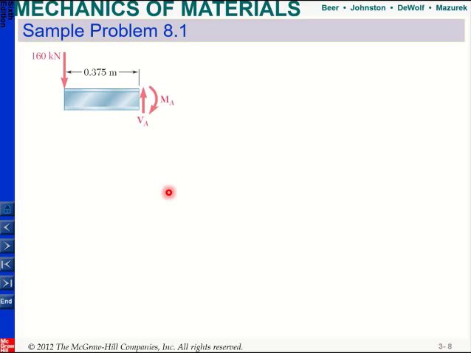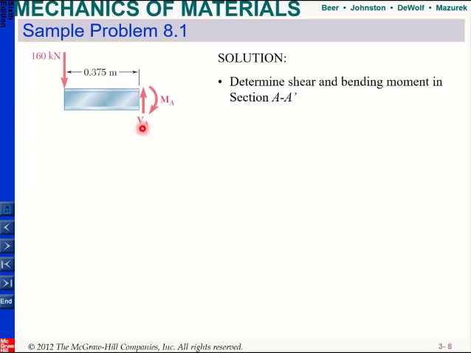Okay, so first thing is, if you cut it, since the location is given, I can just find these values. And when you find them, you find that your moment is equal to 60 kilonewton and your shear is equal to 160 kilonewton. Your shear goes up because this one goes down, and since this creates a clockwise moment, your MA is counterclockwise. And you just find the value.